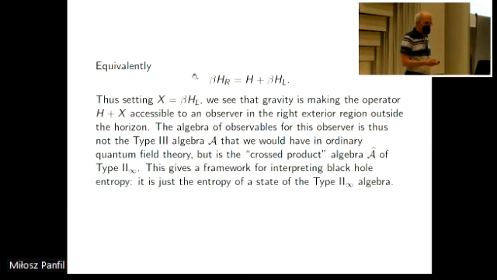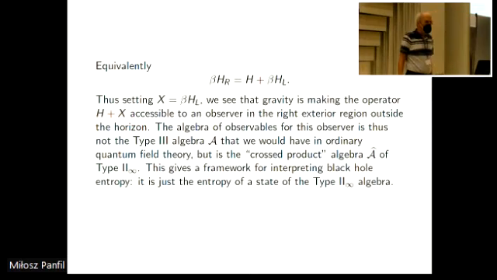And setting x equals beta H left, we see that gravity is making the operator H plus x accessible to an observer in the right exterior region outside the horizon. So gravity, in other words, has done precisely what Kahn and Takesaki did to simplify their type 3 algebras. It adds one more variable in the definition of the Hilbert space, namely x. So a quantum state is a function of x as well as whatever it was before. And there's one more operator that acts on the Hilbert space, one more generator of the algebra of operators accessible to the observer, namely H plus x.